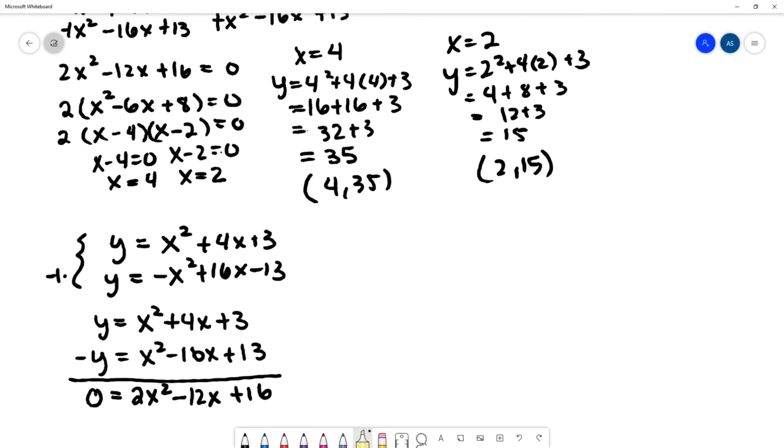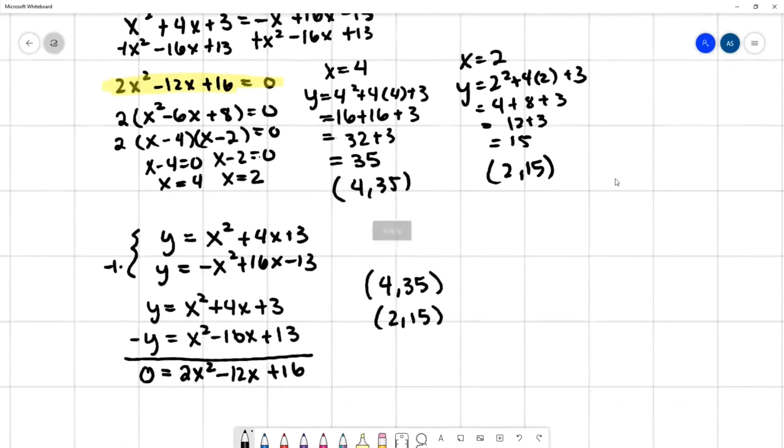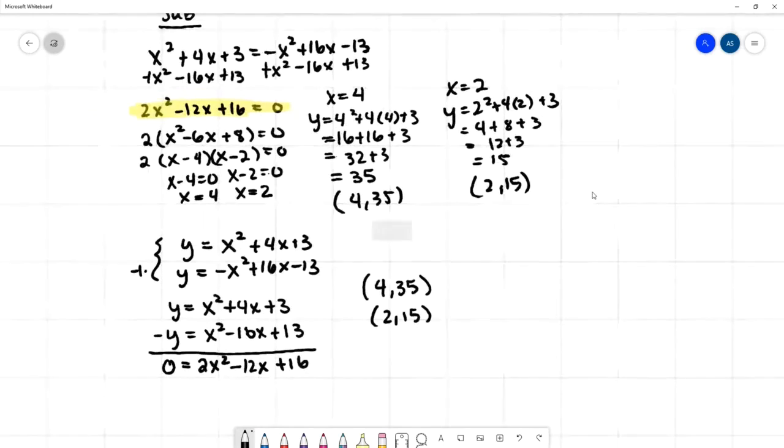Now you'll notice this is the exact same equation that we got earlier. 2x squared minus 12x plus 16 equals 0. So if we have the exact same equation, we're going to get the same solutions. And when we substitute back in, we're going to get the exact same y coordinates. So this gives us, with the elimination method, the same solutions that we had before, 4, 35 and 2, 15. Let me zoom out so you can see the whole problem.